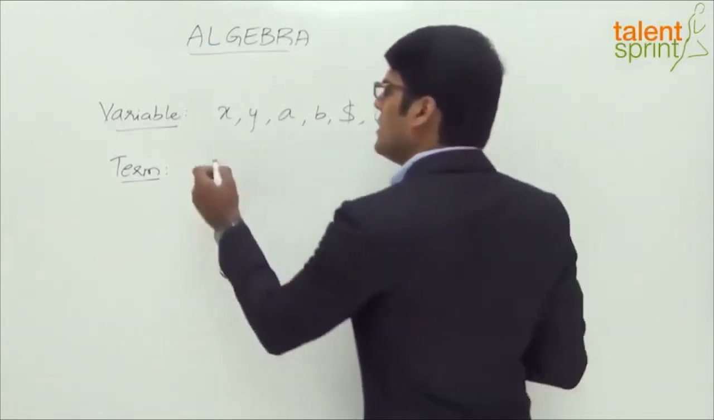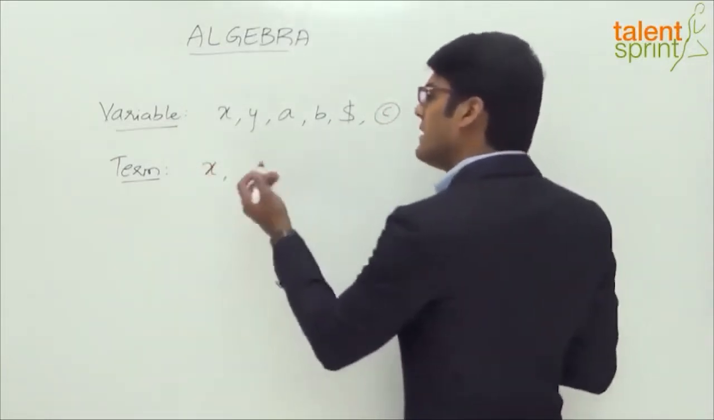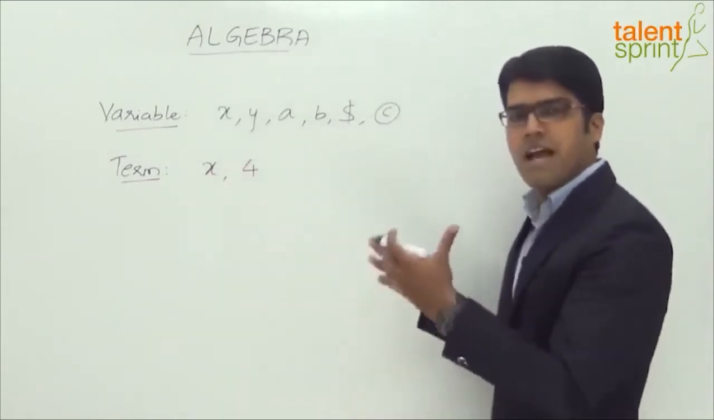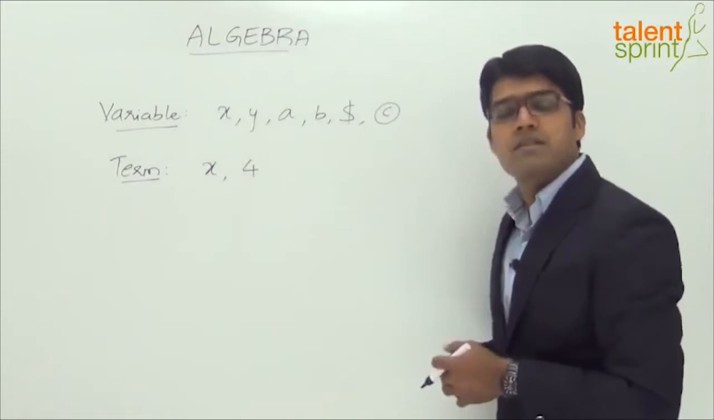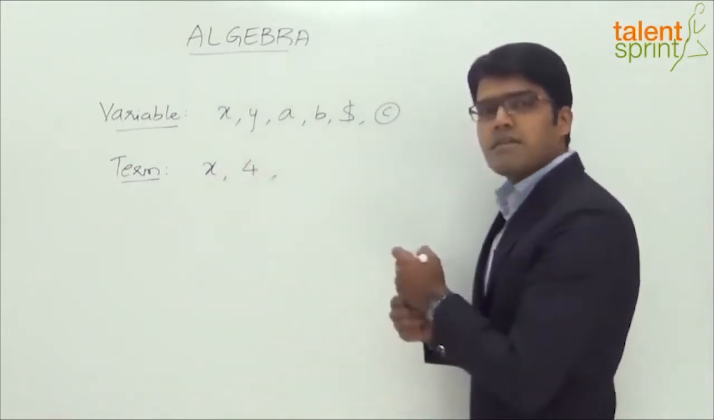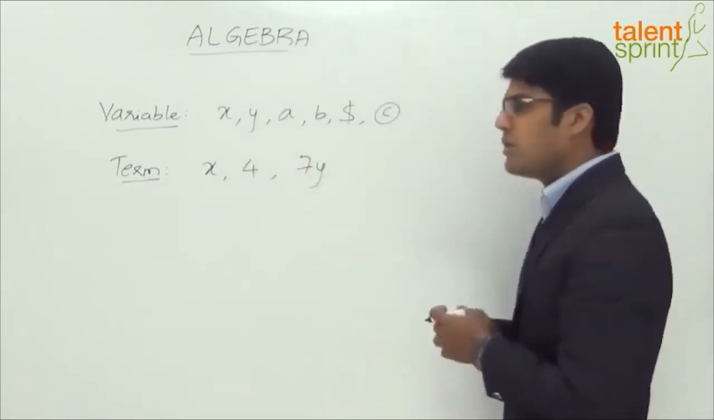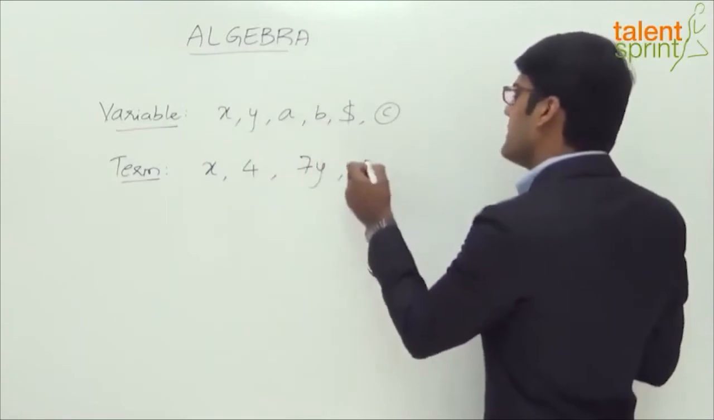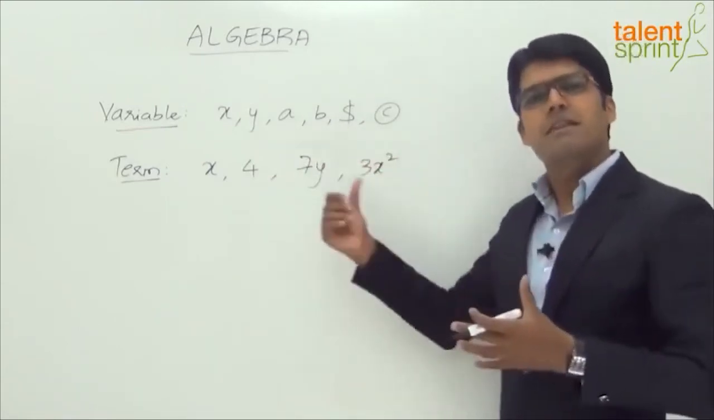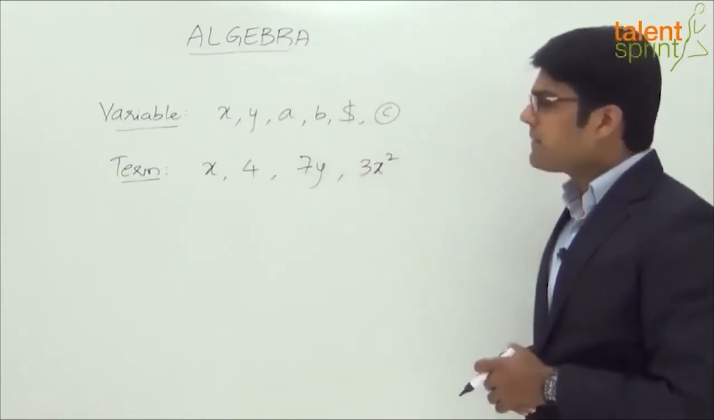For example, x is a term. Or for that matter, any number. Let's say 4. 4 is also a term, in a given expression where we have different variables and constants. Or it can be a combination of both variables and numbers, like for example, 7y. 7y is a term. Or let's say 3x squared. This is one of the terms. So a term is a variable or a number which is used in a given expression.